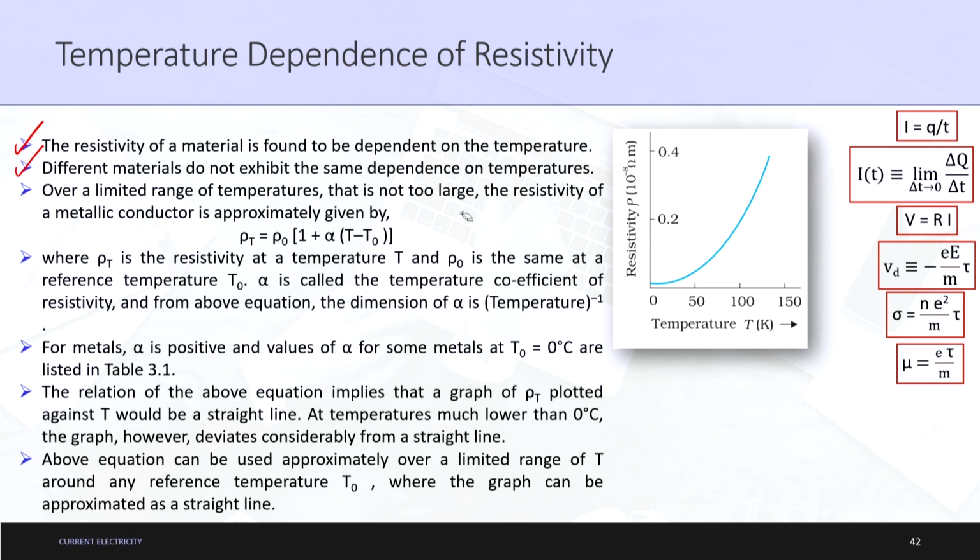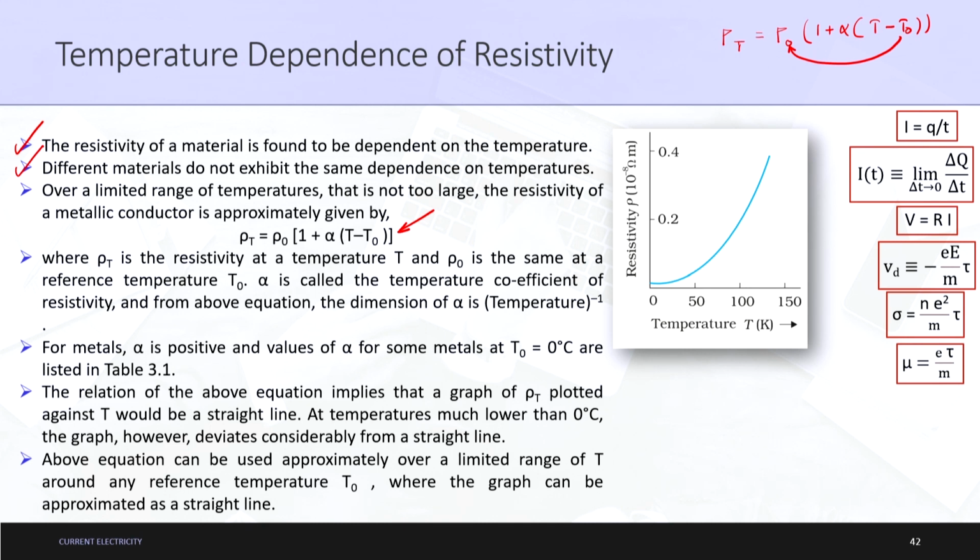Over a limited range of temperatures, that is not too large, the resistivity of a metallic conductor is approximately given by, please remember this formula, rho T is equal to rho naught into 1 plus alpha delta T. That is, rho at some temperature capital T is equal to rho naught into 1 plus alpha into T minus T naught. What is T naught? T naught is the temperature at which it has a resistivity of rho naught. So, this is the formula, please try to remember this, where rho T is the resistivity at temperature capital T, and rho naught is the same at a reference temperature T naught.